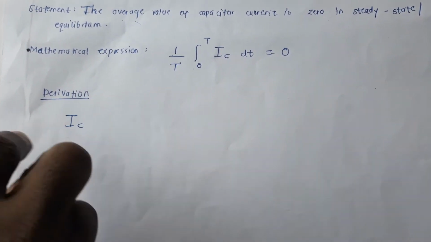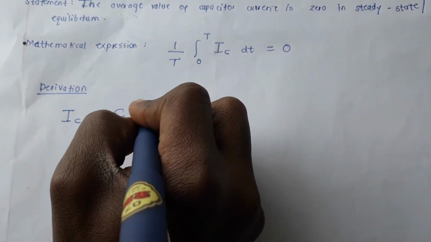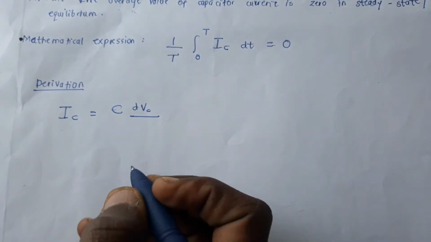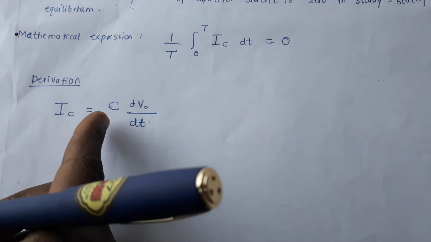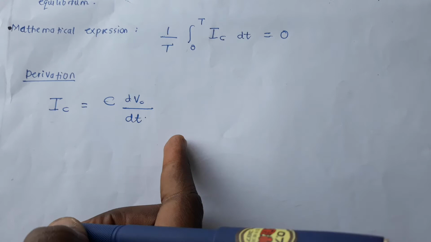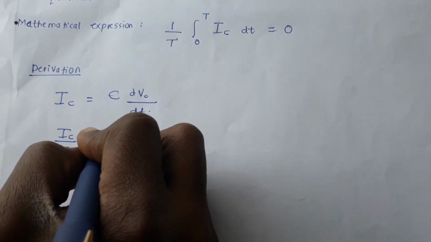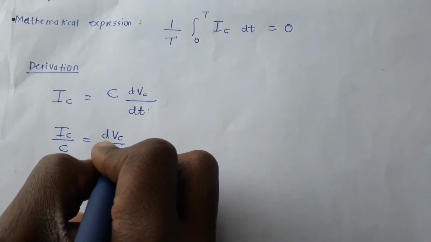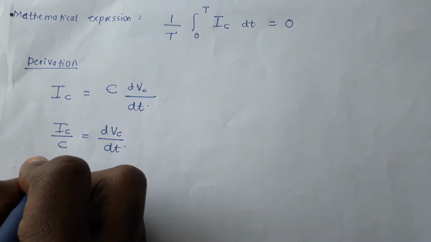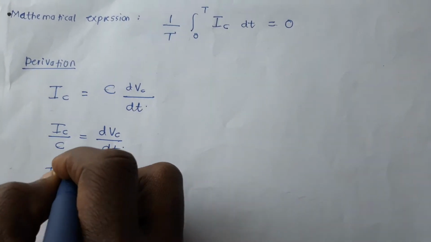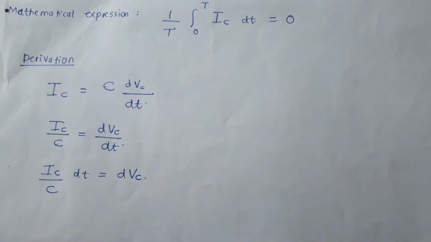We have the current through the capacitor, Ic, usually given as C dVc/dt, where dVc is the voltage change of the capacitor. In this case, we can rearrange this expression such that 1 over C times Ic is equal to dVc over dt. Similarly, we can move dt to the other side, such that (1/C) Ic dt is equal to dVc.